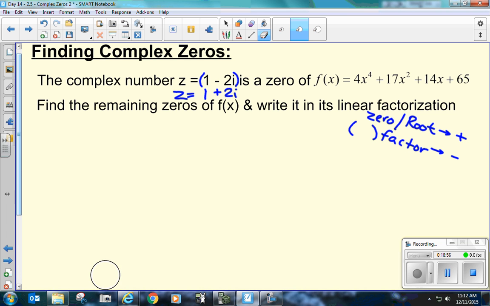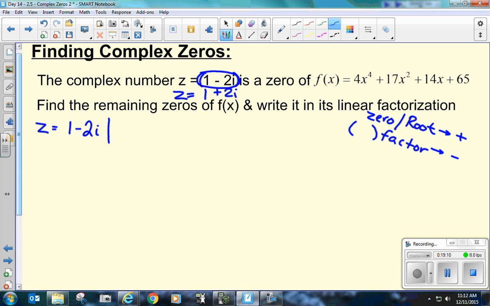Okay? So right here, I'm not going to try and ask you to put that in factor form. Although at the end we're going to have to, but this is easier to add than subtract. So I know z equals 1 minus 2i. And I'm going to divide that, the 0, not the factor of it, the 0. And I'm going to divide that into a polynomial.